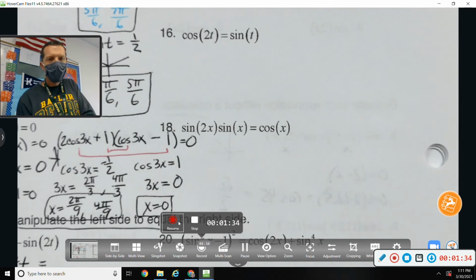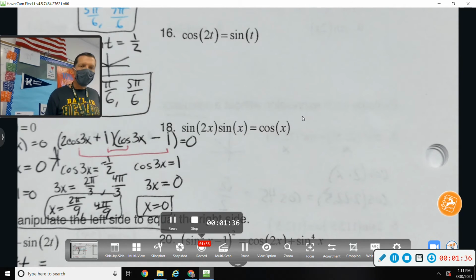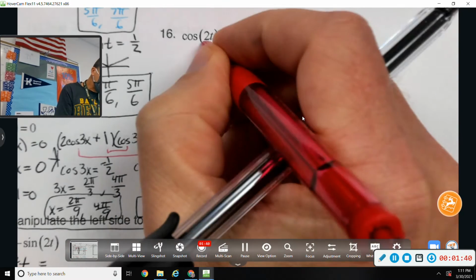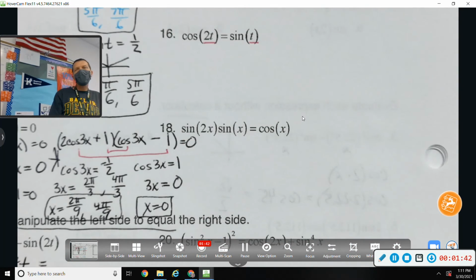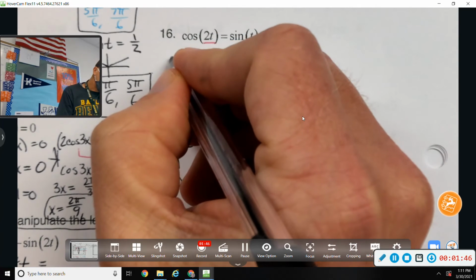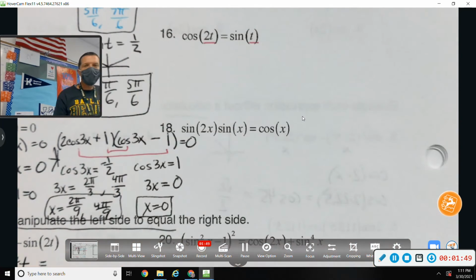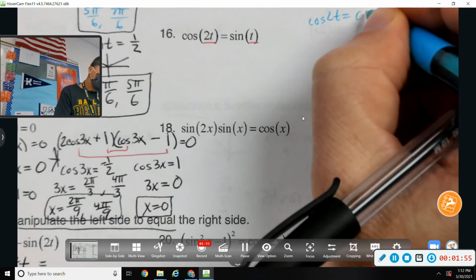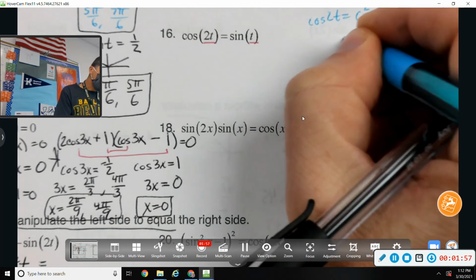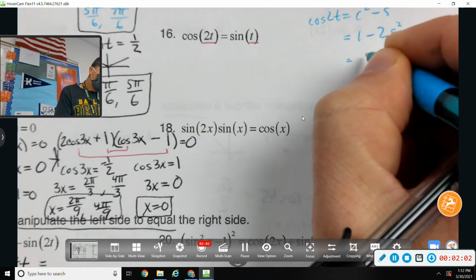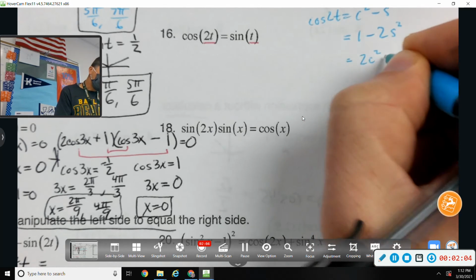What else would you like to see? Let's look at number 16. Again, the 2t and the t is the key, that I can't really do anything with this yet. Cosine of 2t is, oh, again, I have options, so kind of like the one we just did. Cosine of 2t is cosine squared minus sine squared, 1 minus 2 sine squared, or 2 cosine squared minus 1.